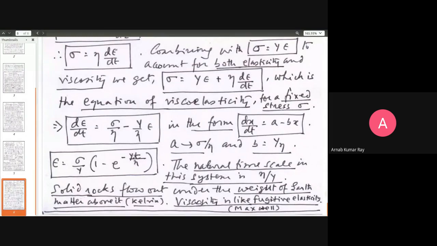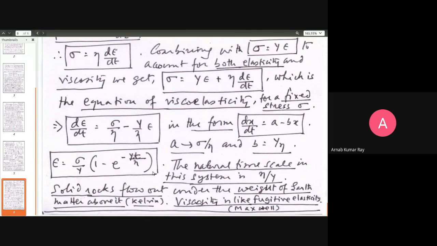So fugitive elasticity is viscosity all right, but the thing tends to retain its shape unless a good deal of stress is applied. So you call such things a viscoelastic system. They have solid properties as well as liquid properties. So that's one example of solid rock flowing out under the weight of the earth.